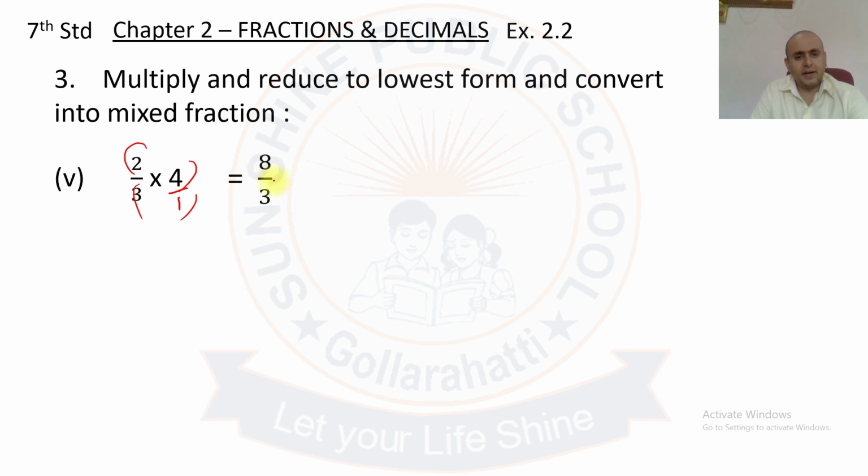Therefore we got 3 by 8 by 3. 8 by 3 is an improper fraction and we cannot simplify it further.